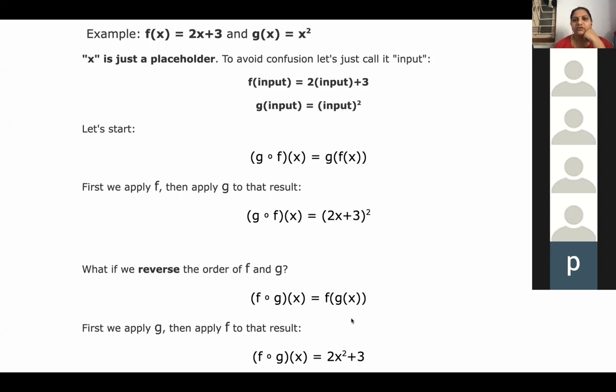Okay, g of x is x square, and if we apply f to x square, what it becomes is 2x square plus 3. So we can take it that g of f of x is not equal to f of g of x. Always it will be a different one.